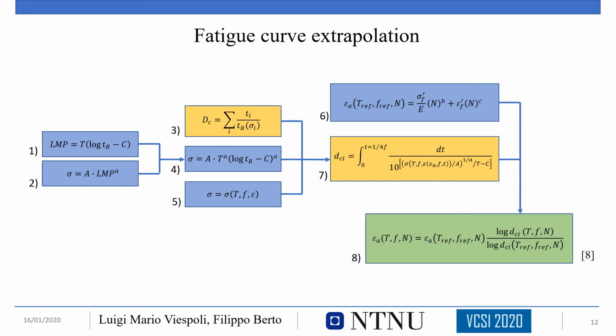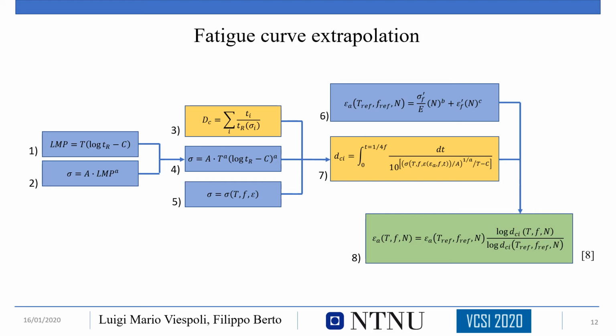The creep rupture data are summarized in terms of the Larson-Miller parameter, equation 1, and correlated to the nominal stress, equation 2. Equations 1 and 2 are then combined to correlate temperature, applied stress, and creep time to failure, equation 4. From the cyclic testing, we are able to correlate the stress with temperature, frequency, and strain amplitude, equation 5. We recall the time fraction rule for the computation of the creep damage, equation 3.